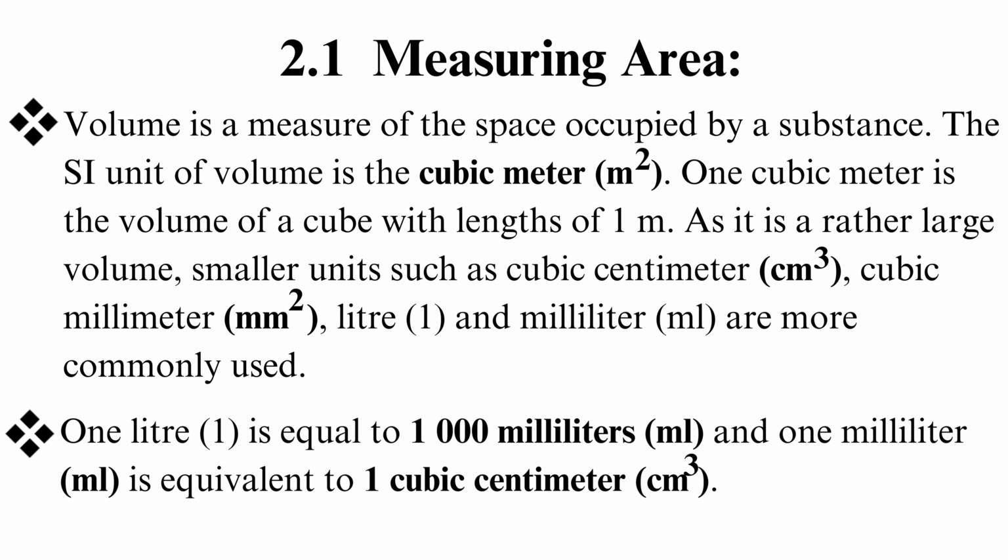Measuring volume. Volume is a measure of the space occupied by a substance. The SI unit of volume is the cubic meter. 1 cubic meter is the volume of a cube with a length of 1 meter, which is a rather large volume. Smaller units such as cubic centimeter, cubic millimeter, liter, and milliliter are more commonly used. 1 liter is equal to 1000 milliliters, and 1 milliliter is equivalent to 1 cubic centimeter.